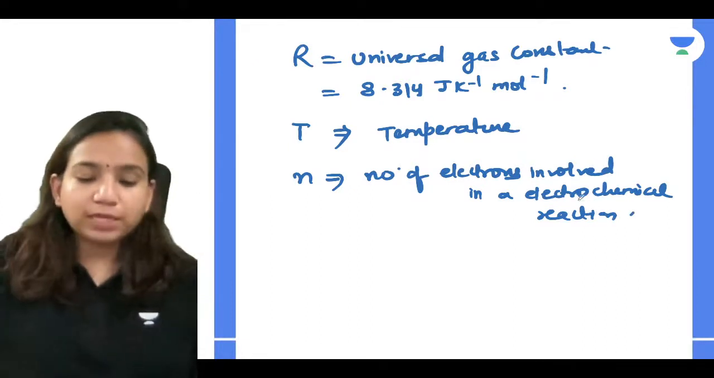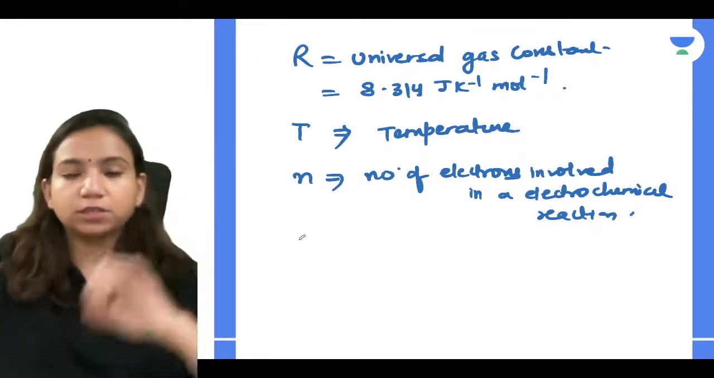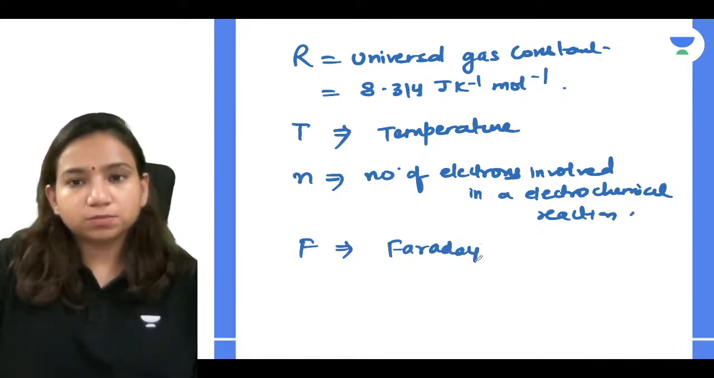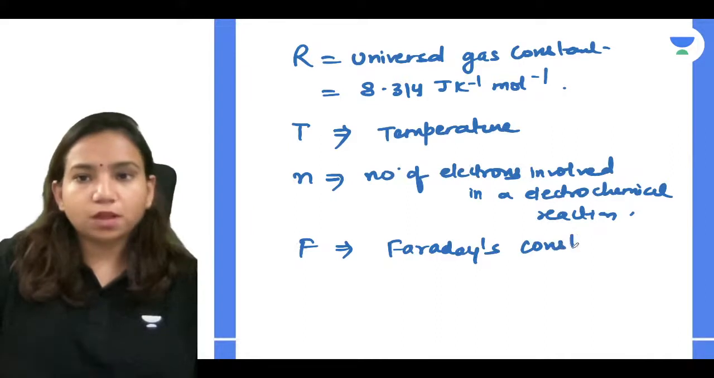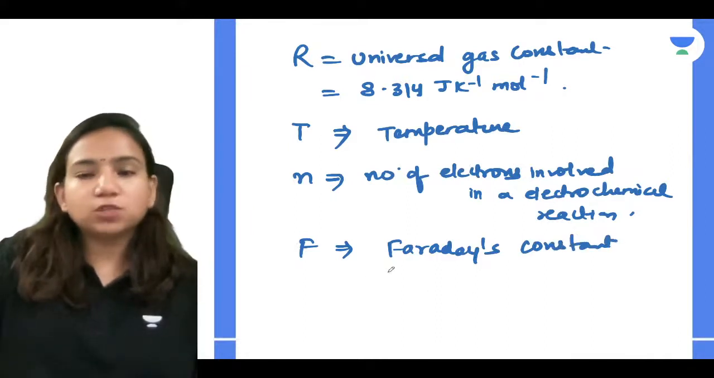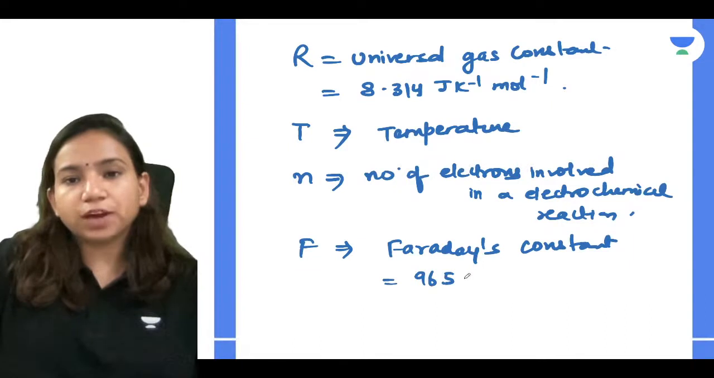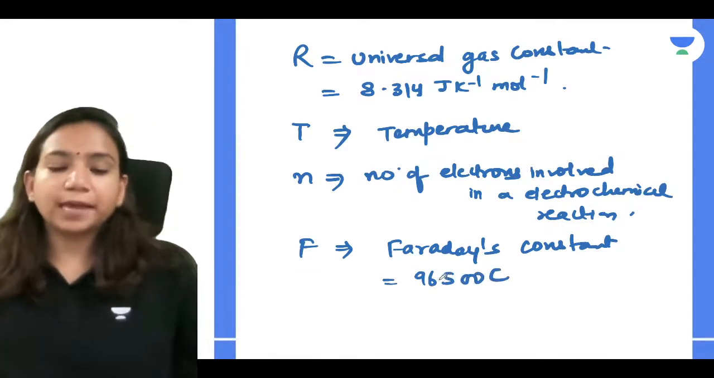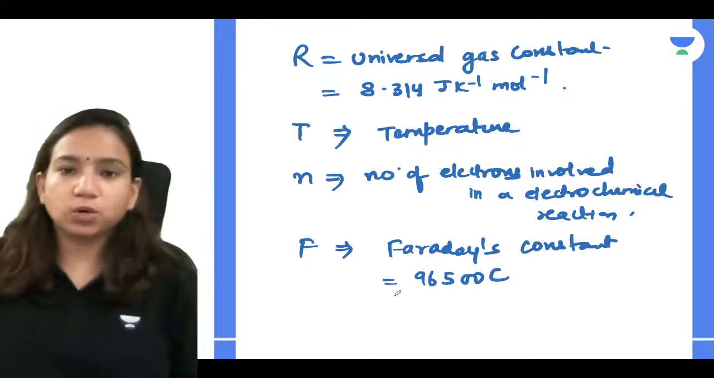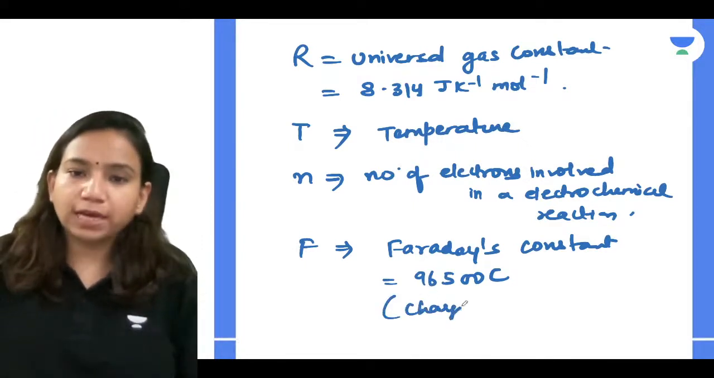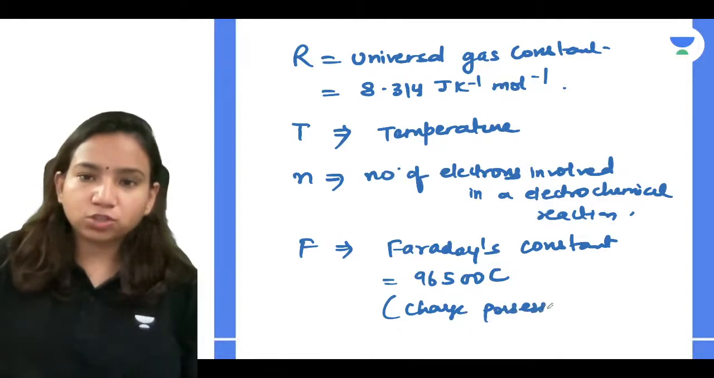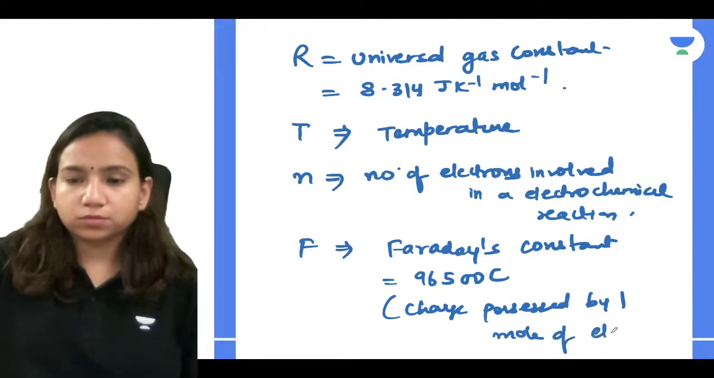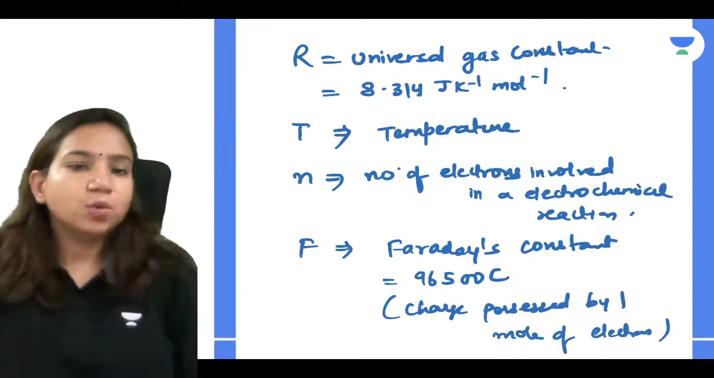Very good. Now what is F, guys? F is Faraday's constant. What is the value for it? It is 96500 coulombs. And what is Faraday? It is the charge carried by 1 mole of electrons. So that is your F. We understood what F is.